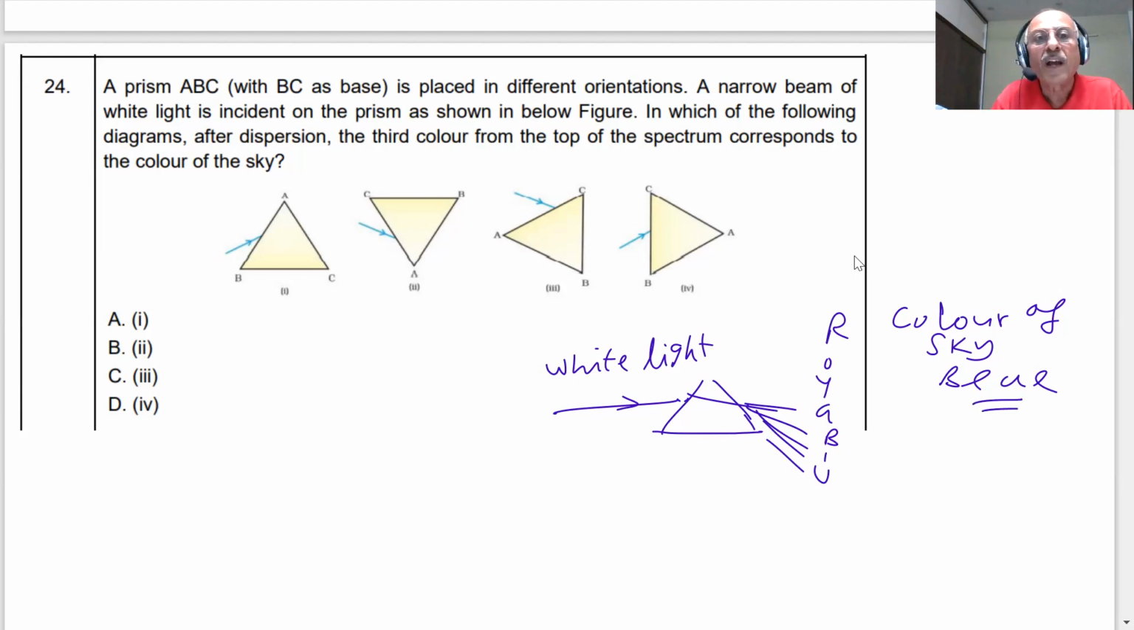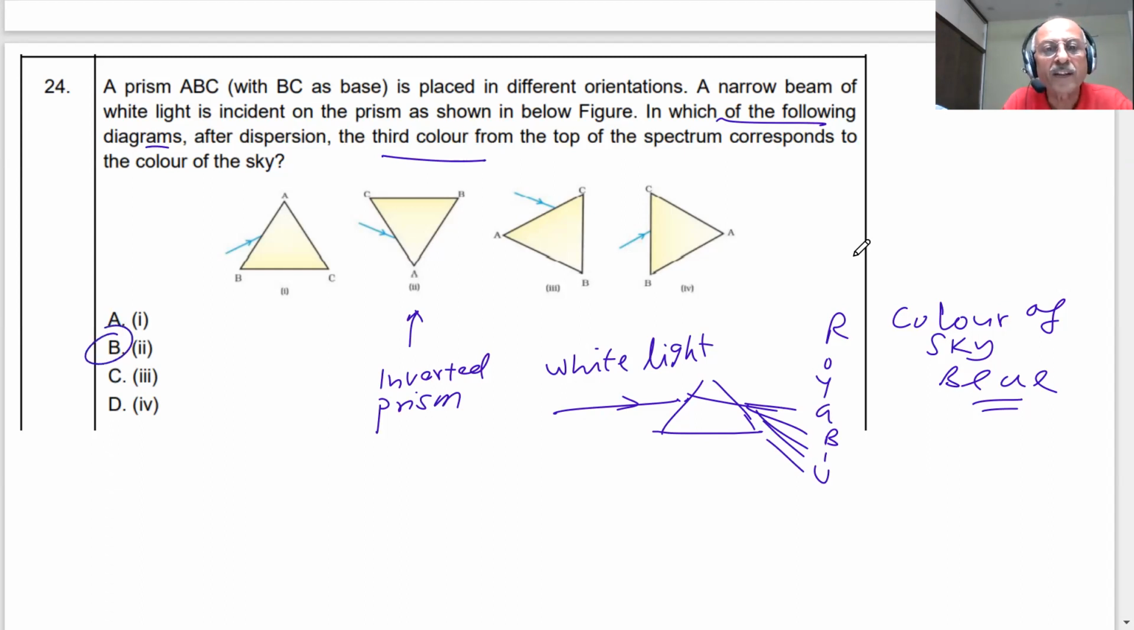Now he says, a narrow beam of light is incident as shown in which of the following diagrams, after dispersion, the third color from the top of the spectrum corresponds to the color of the sky. So it should come from the top, the third color. That means, student, the prism should be inverted, then this should be the right answer. Here the prism is inverted, student, inverted prism. If I invert this prism, student, what will happen in this case? Then they will start in this case, where our answer is this one, B, student.